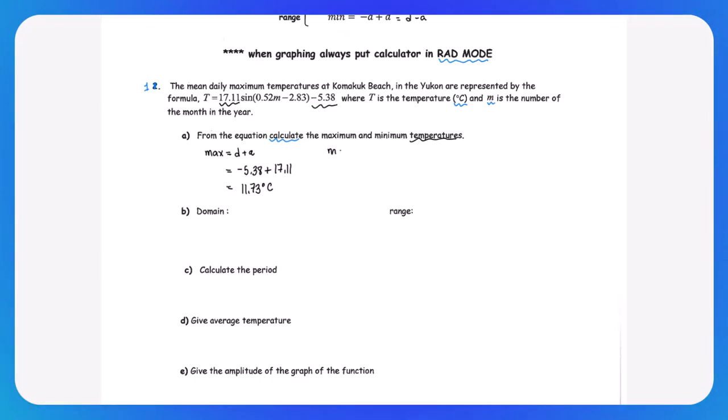The minimum temperature, min, is D minus A. So we have minus 5.38 minus the A, and putting that into the calculator, we get minus 22.49 degrees Celsius.